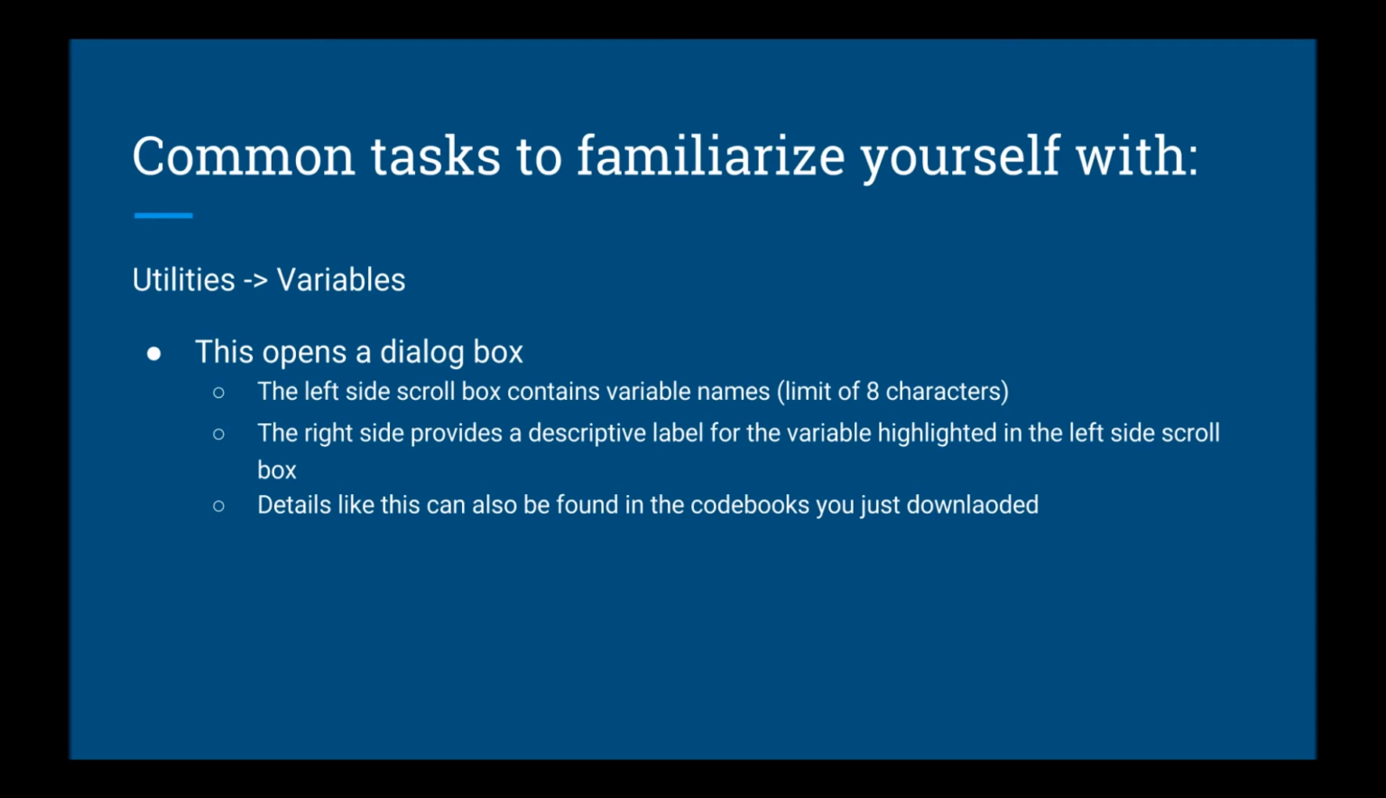So one of the common things that you're going to be doing this semester is working with variables. And these variables have code names, and you're going to want to know what these variables mean. One of the ways to do that is using SPSS itself. You can use the Utilities Variables feature, which will open up a dialog box, and the left side of the box will contain variable names, and the right side of the box will contain a label for what those variables mean. I'll show you that right here.